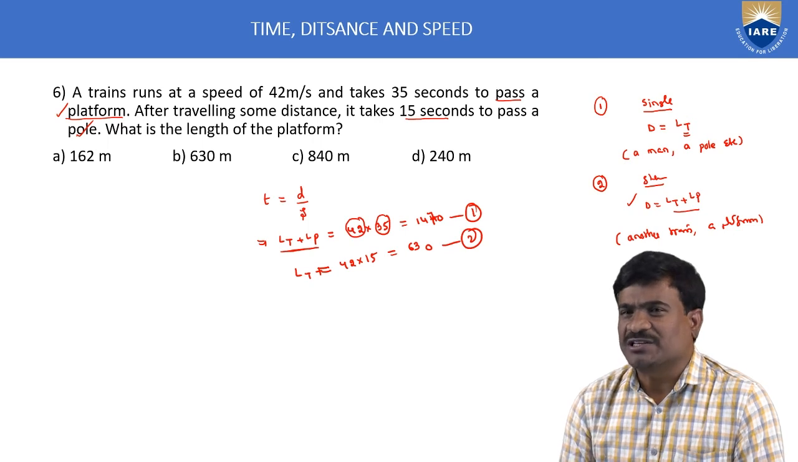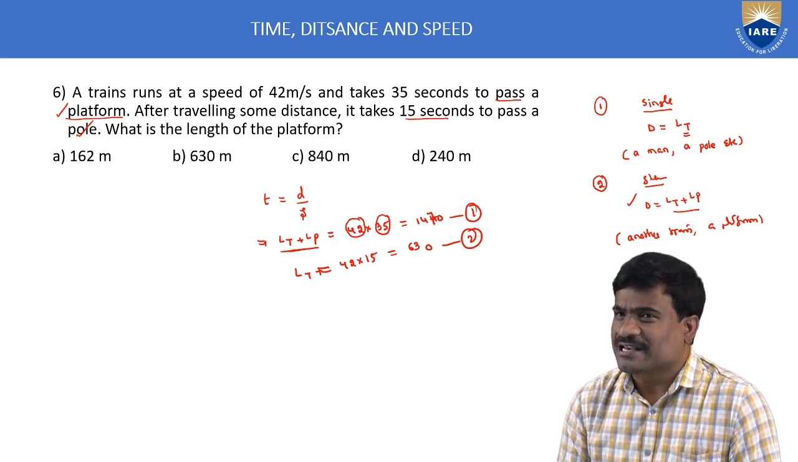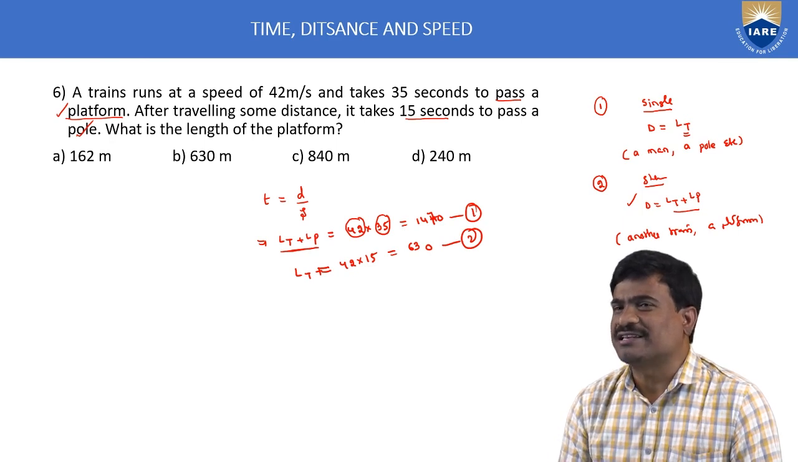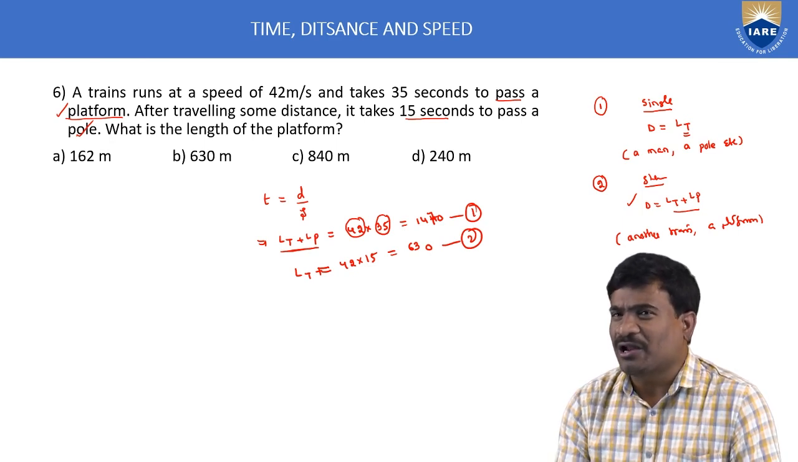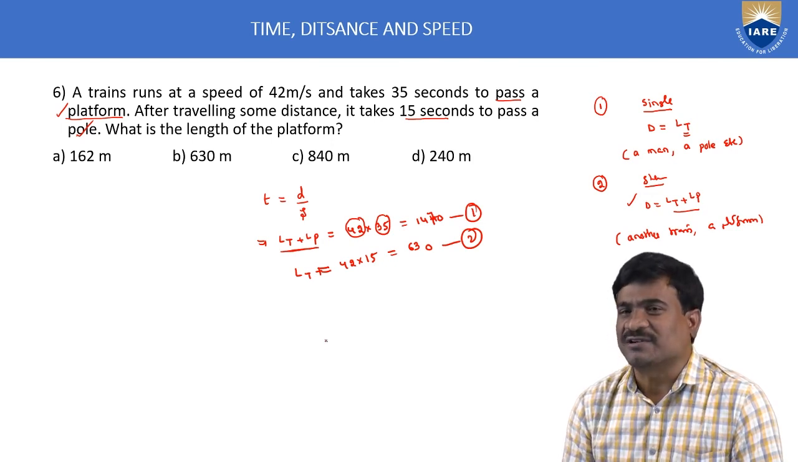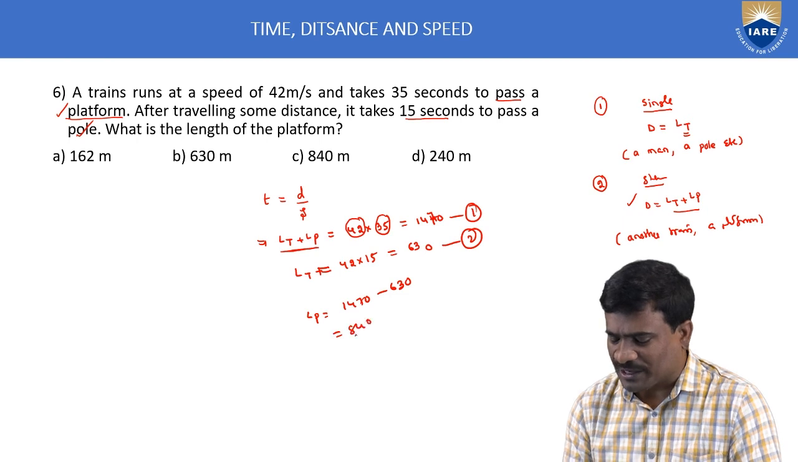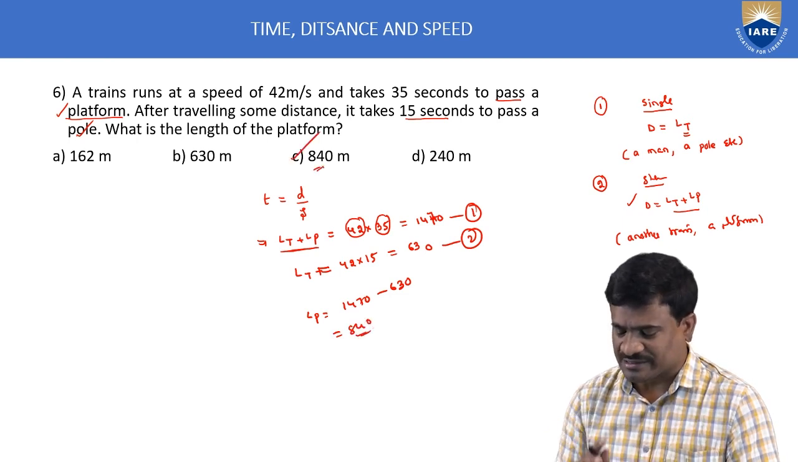Here the first equation: LT plus LP is equal to 1470. Second statement: the length of the train is equal to 630. Here we calculate the length of the platform, so substitute the length of the train in the first equation. Therefore, the length of the platform is 1470 minus 630, which is 840. Option C is the only right answer.